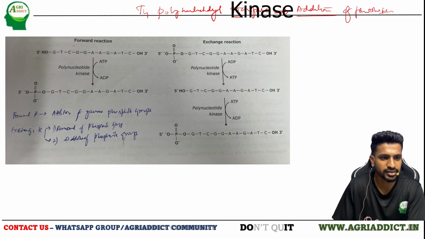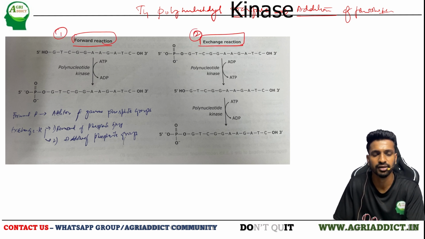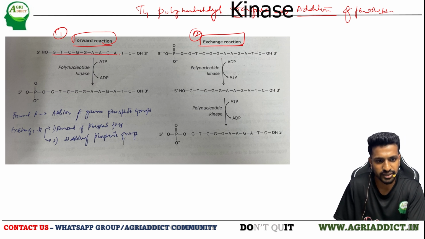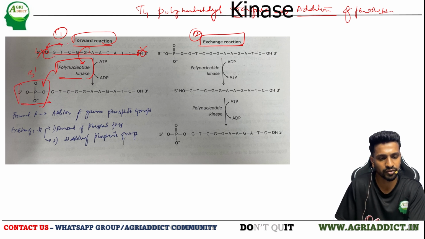There are two different types of reaction here. One is called forward reaction and the other one is called exchange reaction. In the forward reaction, there is a certain stretch of nucleotide sequence that doesn't have a phosphate group at the ends. Like in the 5' end there is no phosphate group, obviously it should be there, but there is none. With the help of this enzyme, the phosphate group is added to the 5' end. So this reaction is called forward reaction.